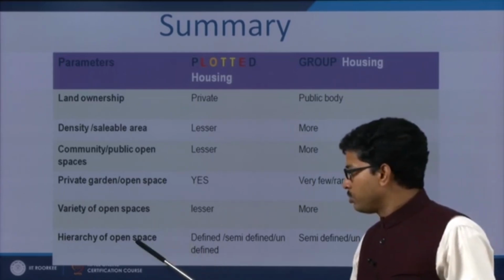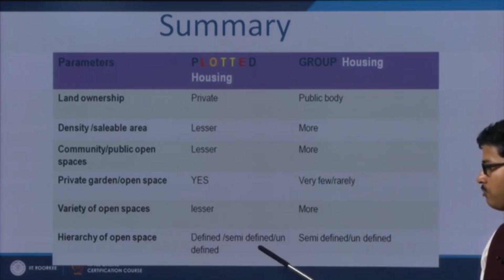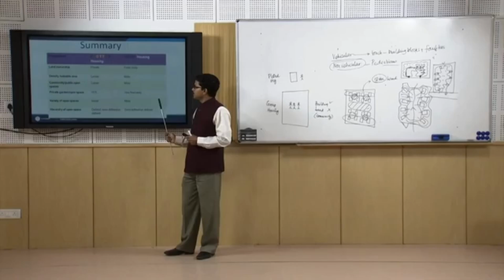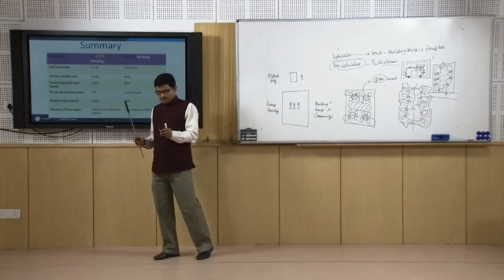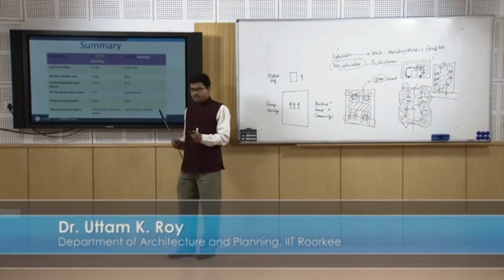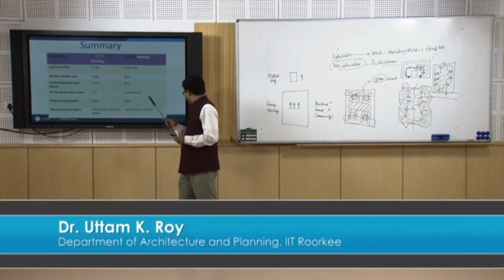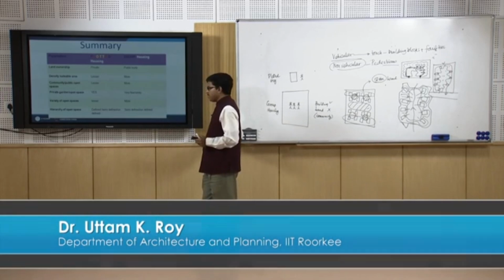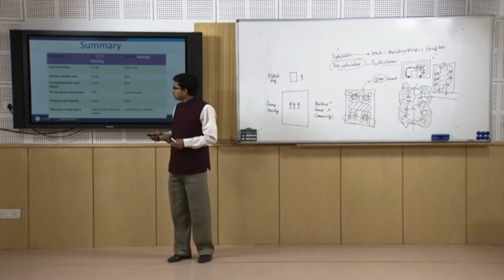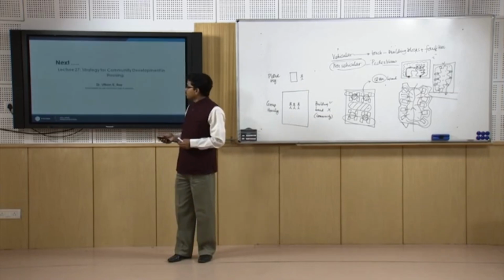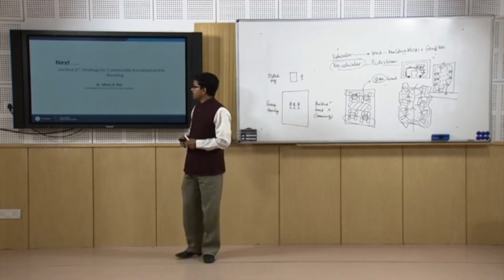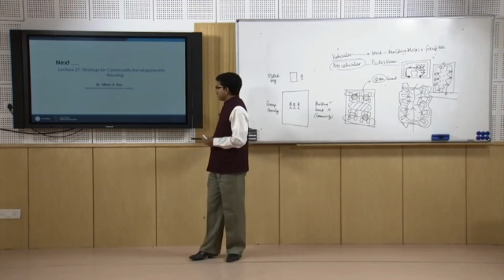And the hierarchy of open space can be defined, semi-defined or undefined. In group housing usually the defined hierarchy of open space is not seen, whereas in plotted housing we largely see defined hierarchy and defined periphery of the open space. So in the next lecture we will discuss the strategy for community development in housing.